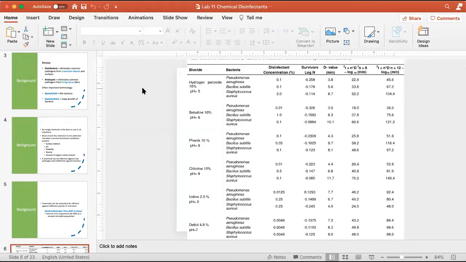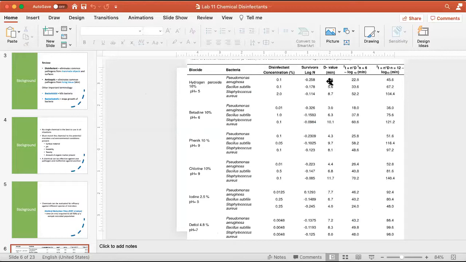Take a look at this table. This comes out of a reference text. It lists several disinfectant chemicals on the far left. And then it lists in the next column some bacterial species that these chemicals were tested on. You can see the concentration that the manufacturer recommends against each of these different organisms. You've got some quantitative values in the rest of the table, including this one right here.